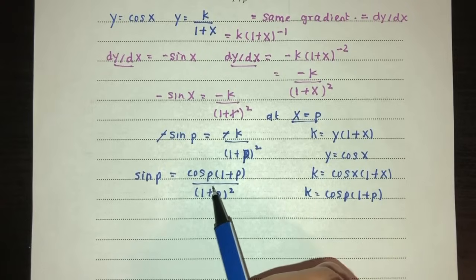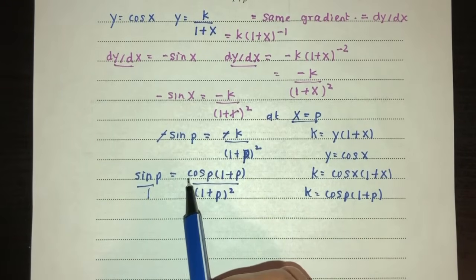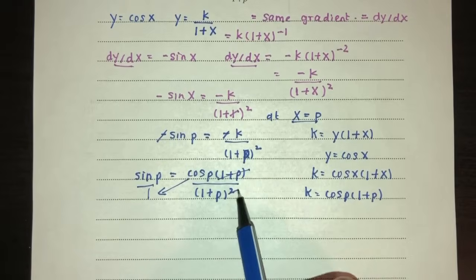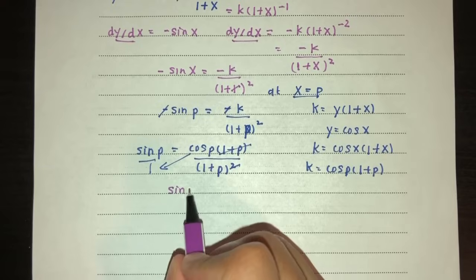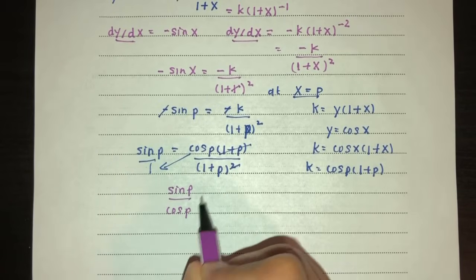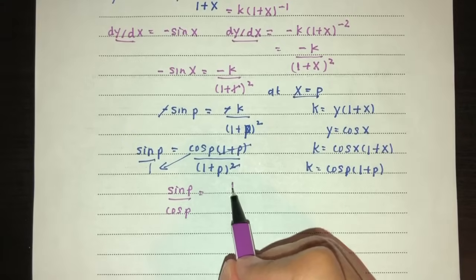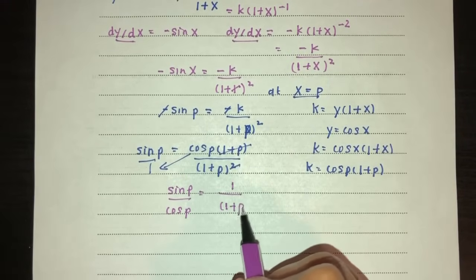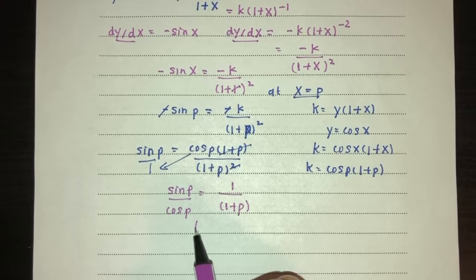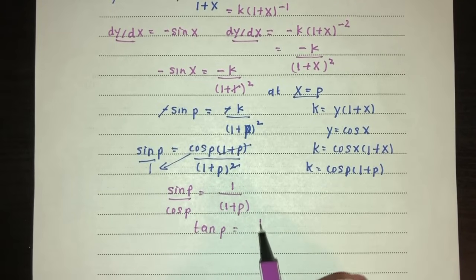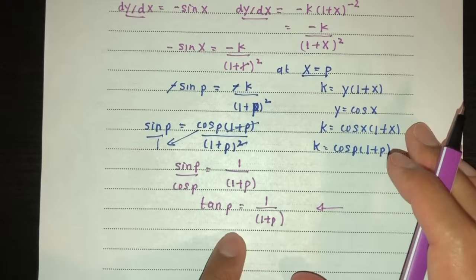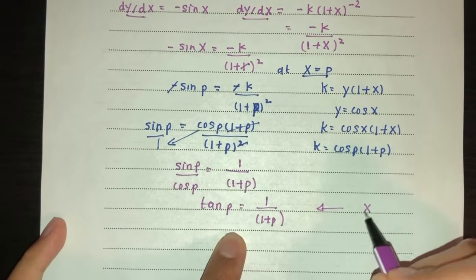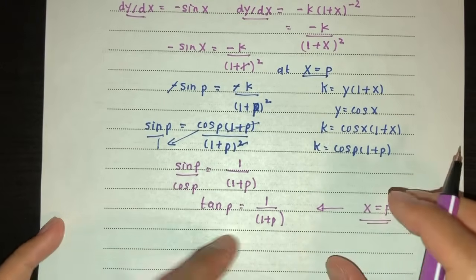So you can send cos to this side and this cancels out, so remaining will be sine p divided by cos p is equal to 1 over 1 plus p. Sine over cos is tan p, which is equal to 1 over 1 plus p. This is shown as required. As you can see, we need to show this, and this is shown as required at the point x equal to p. That is part A.